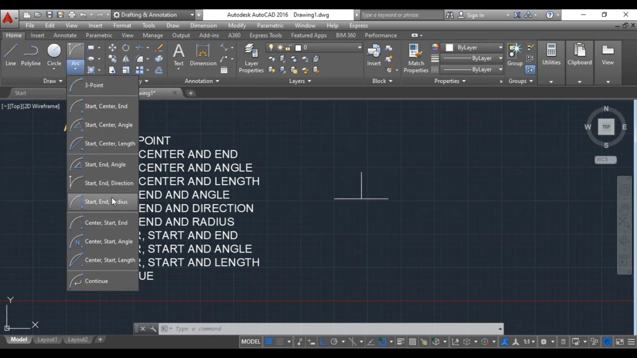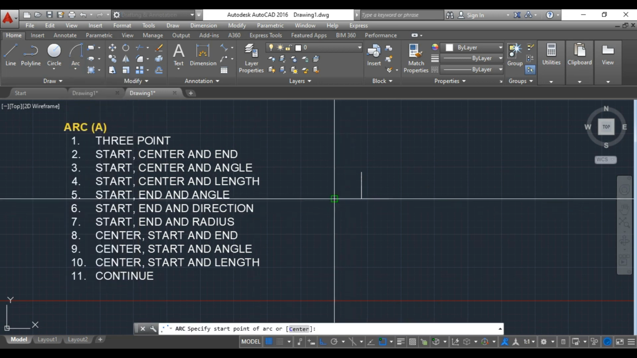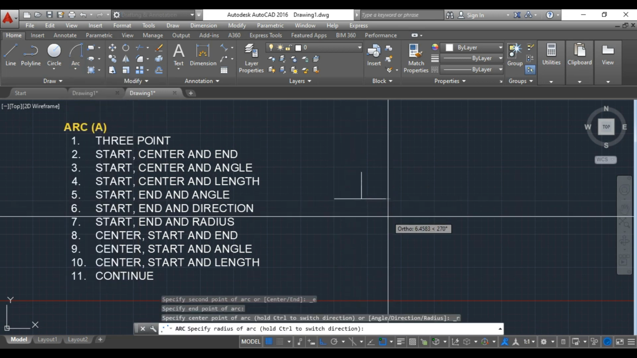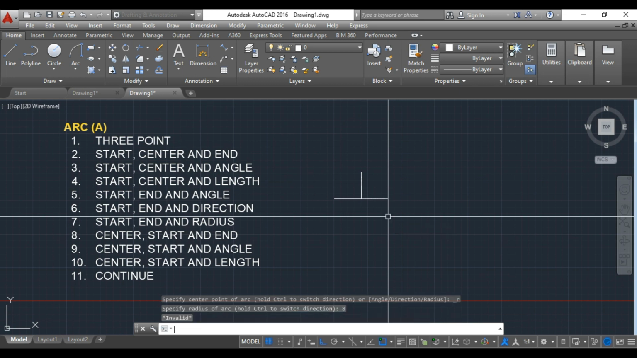See here, start, end, radius. This is my start point, this is my end point. Now it is asking me the radius. Of radius how much will I give? I will give this time as 8 units and I will hit enter.